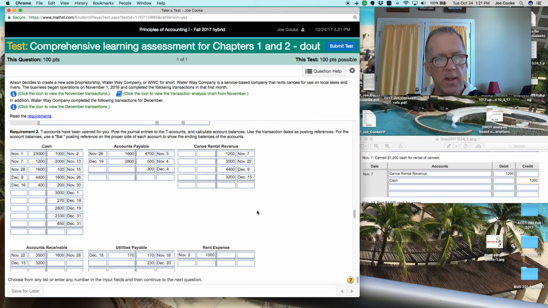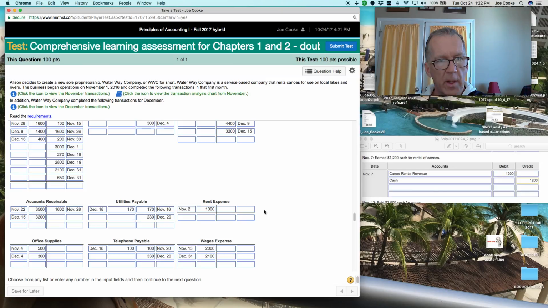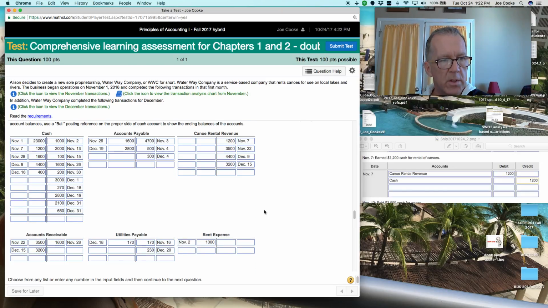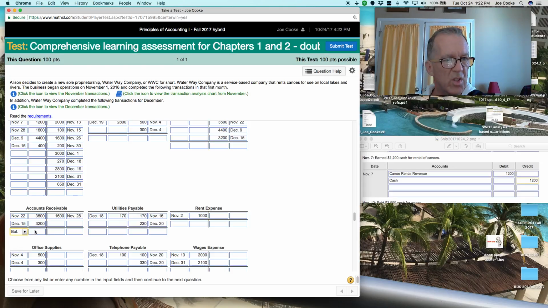And so now the next step after posting is to go through and put balances in all the accounts. I'm looking for an easy one. This one looks pretty easy. So the balance in accounts receivable, I can already tell it's going to be on the debit side, which is normal.